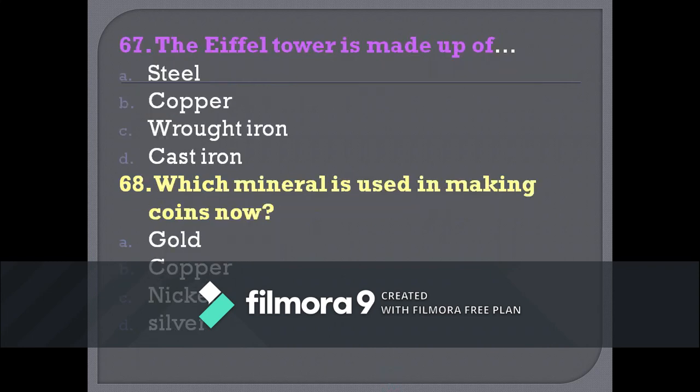Question number 67. The Eiffel Tower is made up of. Options are steel, copper, wrought iron, cast iron. It is wrought iron, the correct answer, which has a very minimum quantity of carbon alloyed with the iron. Question number 68. Which mineral is used in making coins now? We know that in olden days, in the times of the kings and emperors, the coins were made up of gold or silver, and later on they were made up of copper, and now the coins are made up of nickel.